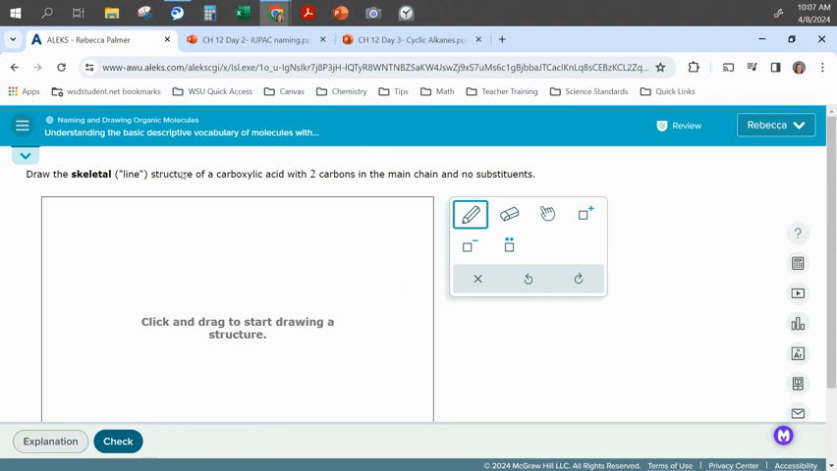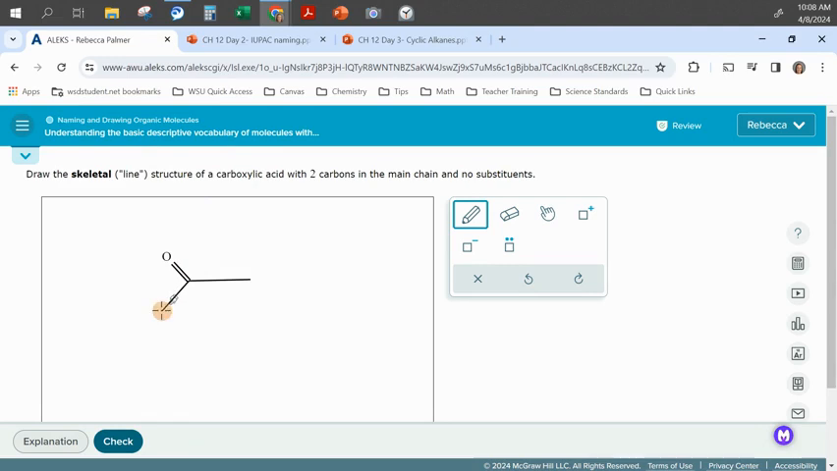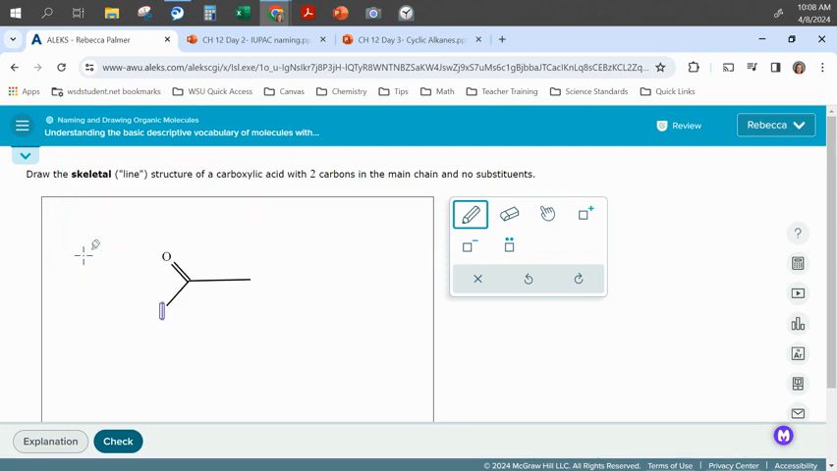This one has all sorts of things it's asking me. Draw the skeletal line structure of a carboxylic acid with 2 carbons in the main chain and no substituents. Okay, 2 carbons in the main chain. I'm going to draw something like this. And then carboxylic acid. What is that? I might have to look at my notes from chapter 11, but I know that a carboxylic acid has a double bond oxygen right next to an OH group. This is on the left, so I'm going to use this box to type HO so that the O is connected to the carbon.